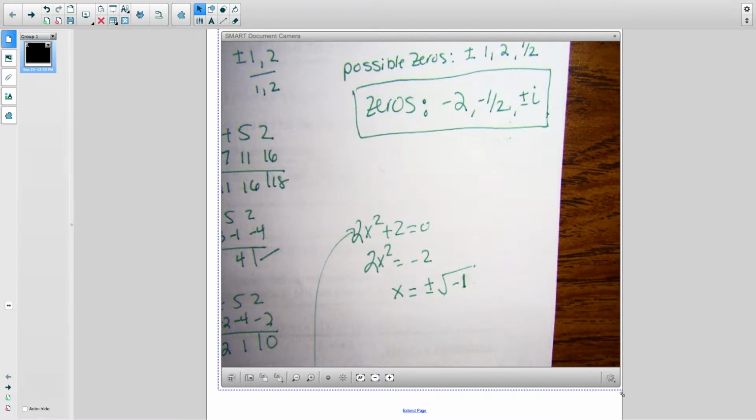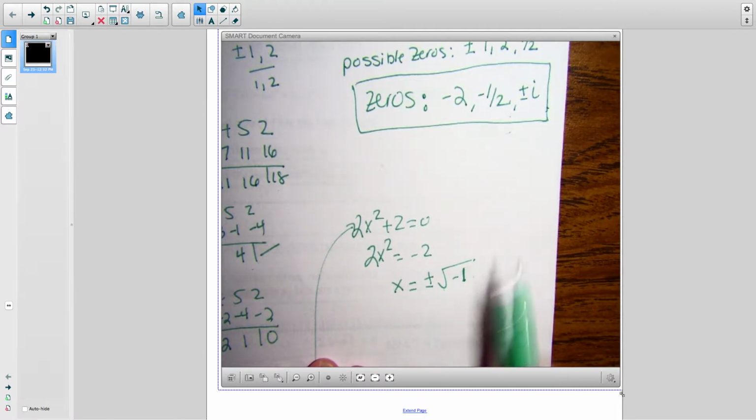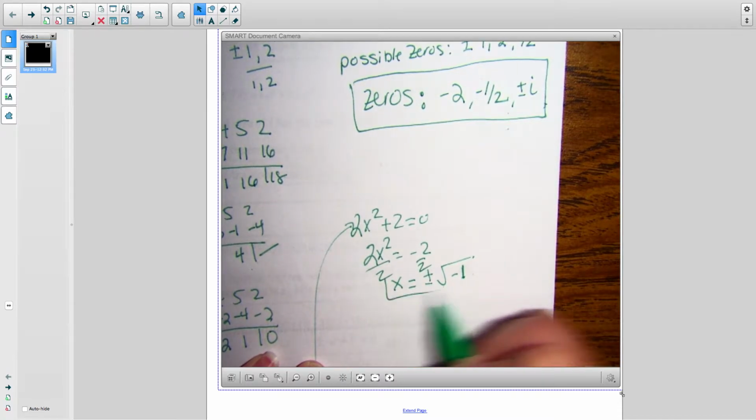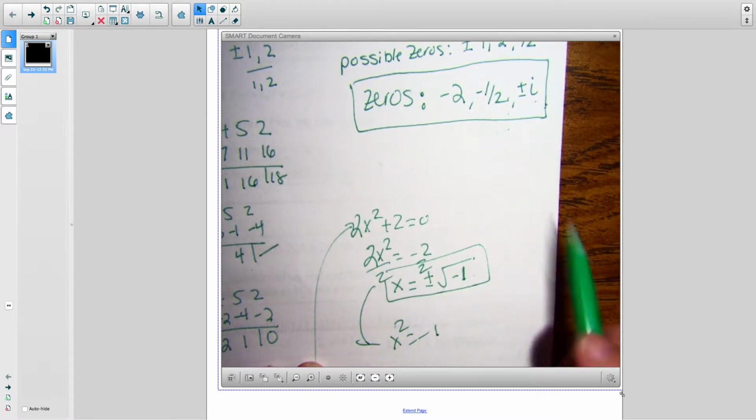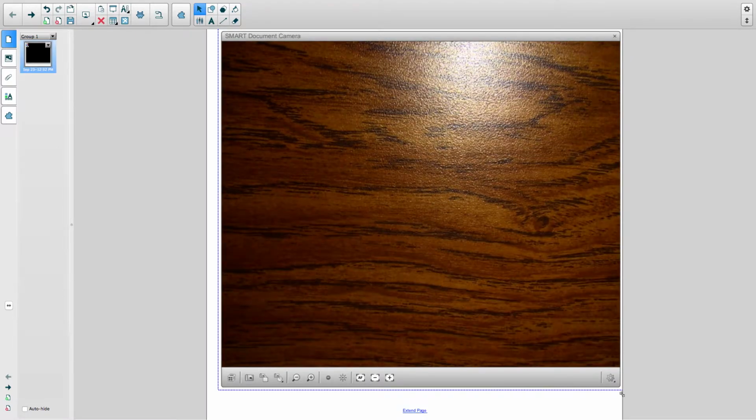Is there a negative one under there? Why is there a negative one under the square root? Because when I divide by 2, I get negative 1. So divide by 2, divide by 2. We get x squared equals negative 1, and then I wrote it as i up here. All right, last one.